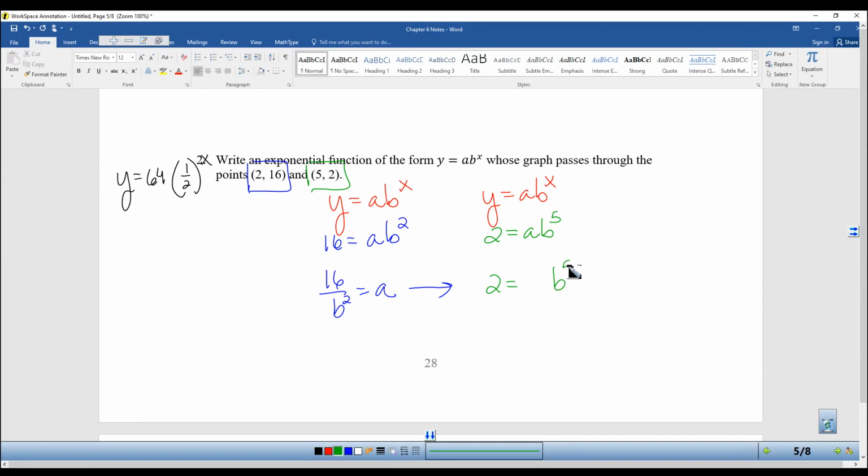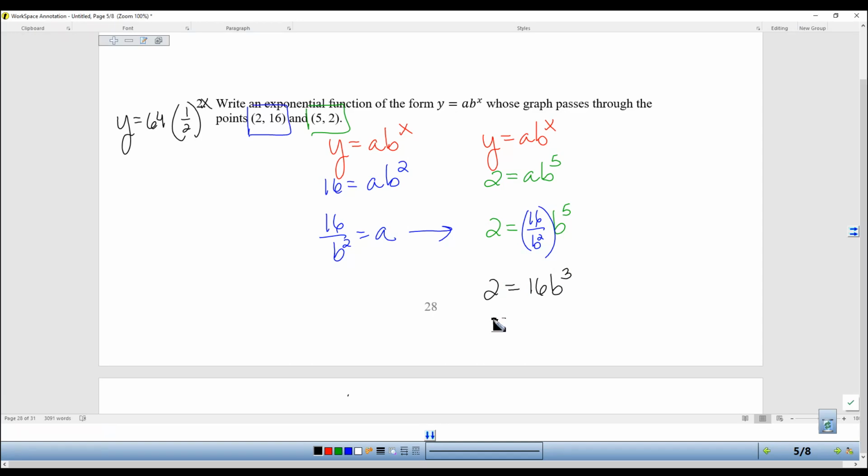2 is equal to, and I'm going to fill the a in using substitution with 16 over b squared. And that gives me 2 is equal to 16b to the 3rd. I divide both sides by 16 and get 1/8 is equal to b to the 3rd. I take the cube root of both sides, a step we didn't have to do last time, and I get b is equal to 1/2.